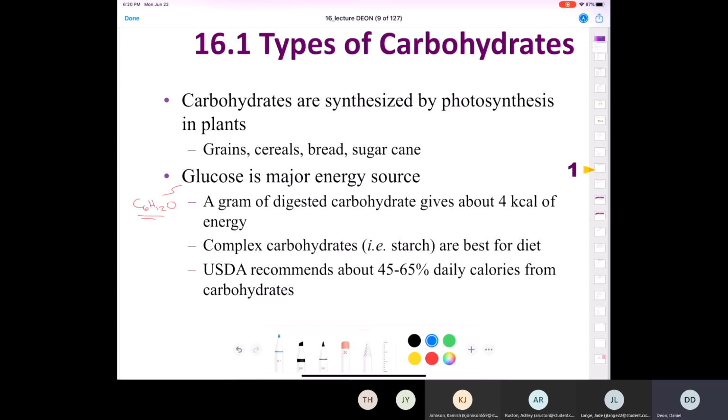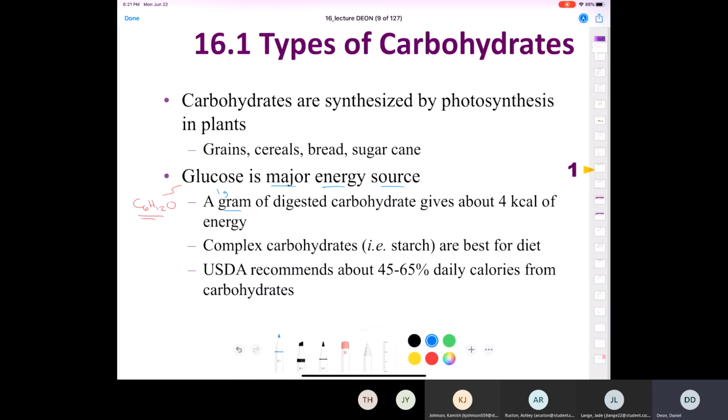Some interesting facts about glucose, our major energy source. It says here that 1 gram of digested carbohydrate gives you about 4 kilocalories of energy, which is roughly equivalent to the amount of energy found in 1 gram of protein. 1 gram of fat, however, has a little bit more than double the amount of energy per gram.